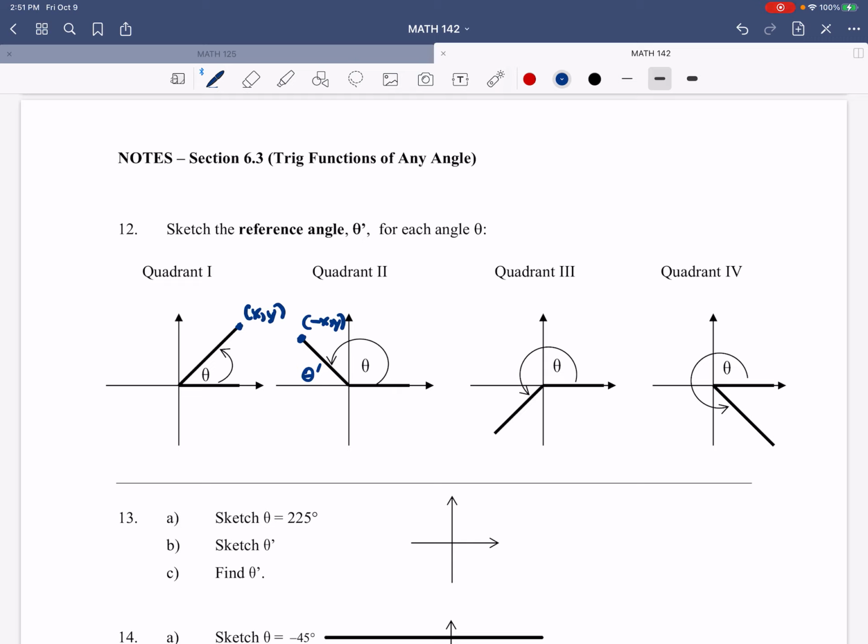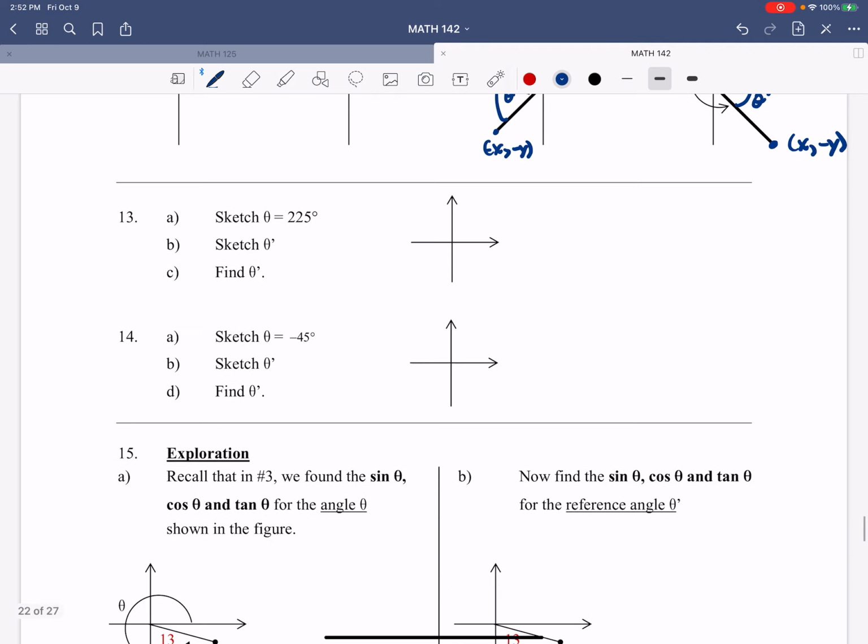So the main idea is that there are angles where the trig functions are going to have the same ratios, they just might be different in sign. So that's kind of the object of the game here. If the original point was x, y, this is negative x, negative y, and that means that this angle right here is the reference angle. And if I have this point right here, that's going to have the same x coordinate, but the opposite y coordinate, again keeping that triangle the same, more or less. This angle right here is my reference angle. So let's see how that will work with actual angles.